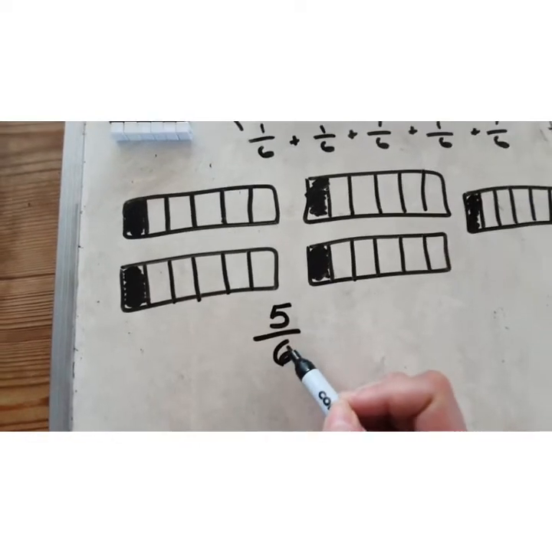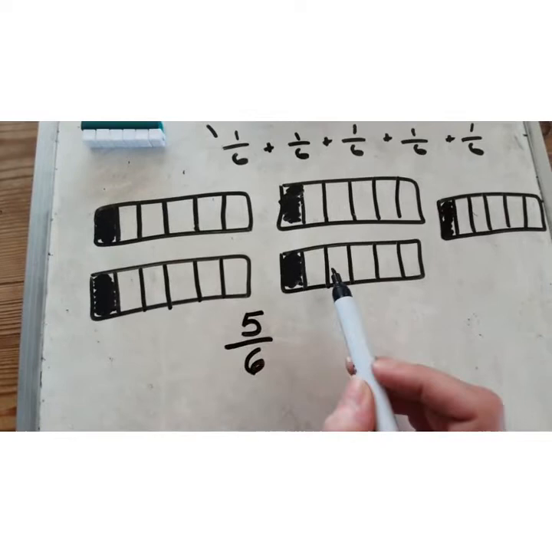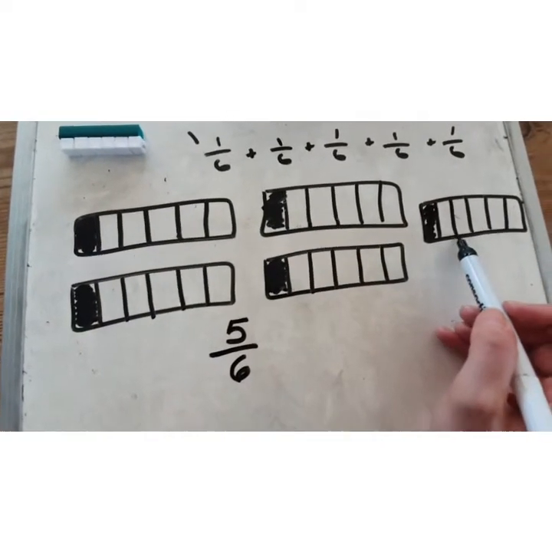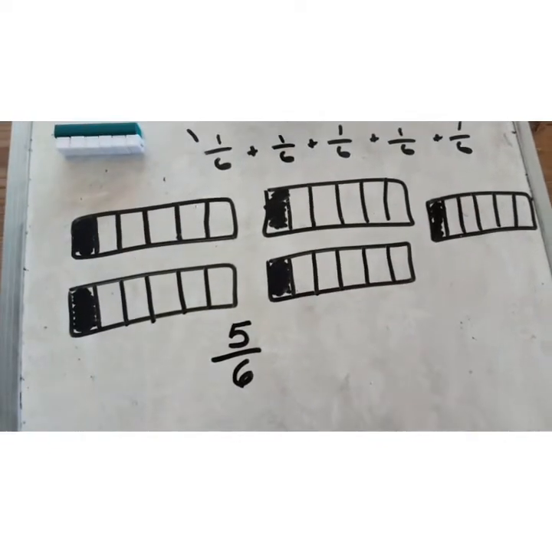Now I know some of you might be thinking, but there's 6, 12, 18, 24, 30 pieces. Is it not 5 out of 30? No, it's definitely 5 sixths.